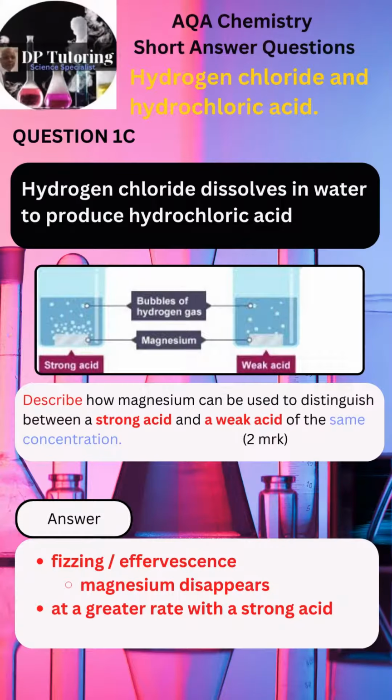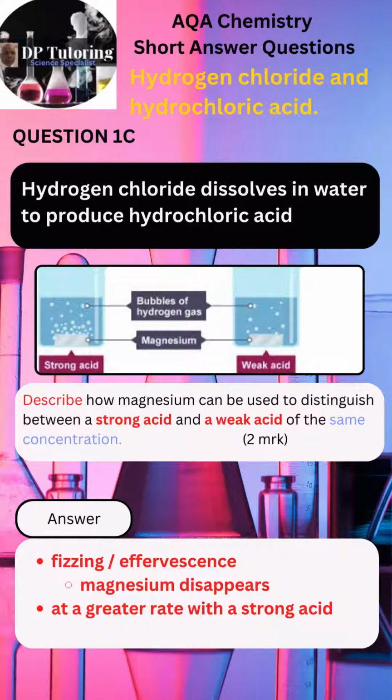Before you view the answer for part C, please take a moment to observe the diagram on the screen for magnesium placed in strong and weak acids. The observations you can make are: 1. There is more fizzing or gas produced in strong acid. 2. The rate of the bubbles or fizzing is greater in strong acid compared to the weak acid.